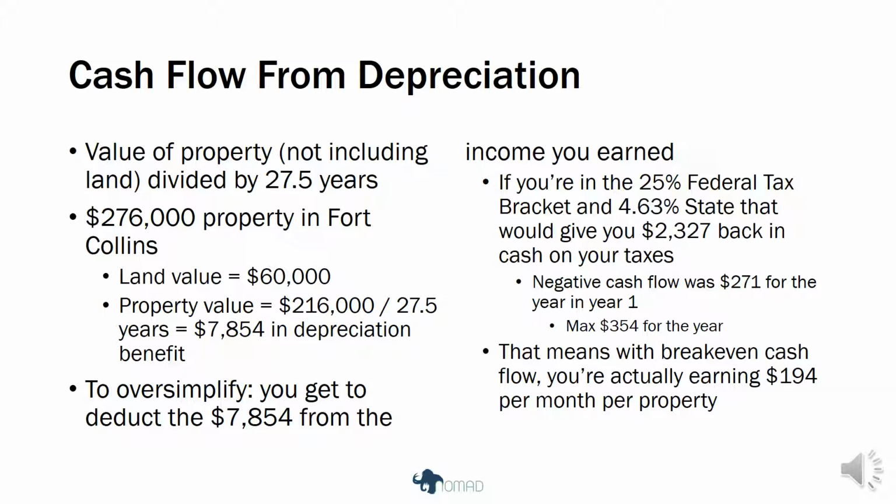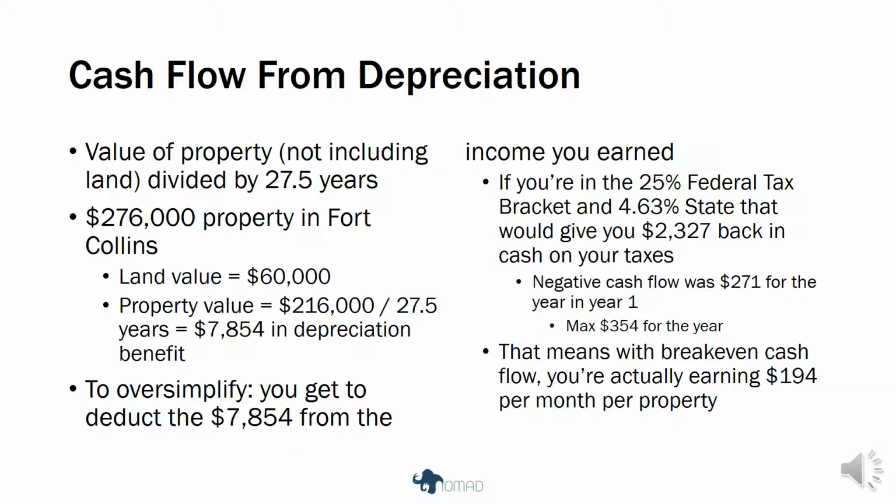Okay? So each month you could have $194 per month from the depreciation benefit. Now remember, the negative cash flow on the previous slide was $271 for the entire year. The max was $354. And from the depreciation on one house, you're making about $200 a month, $194 a month. So the depreciation in year one almost pays for the negative cash flow for the entire 10 years. Another way of looking at it. So really, you don't have negative cash flow with this.